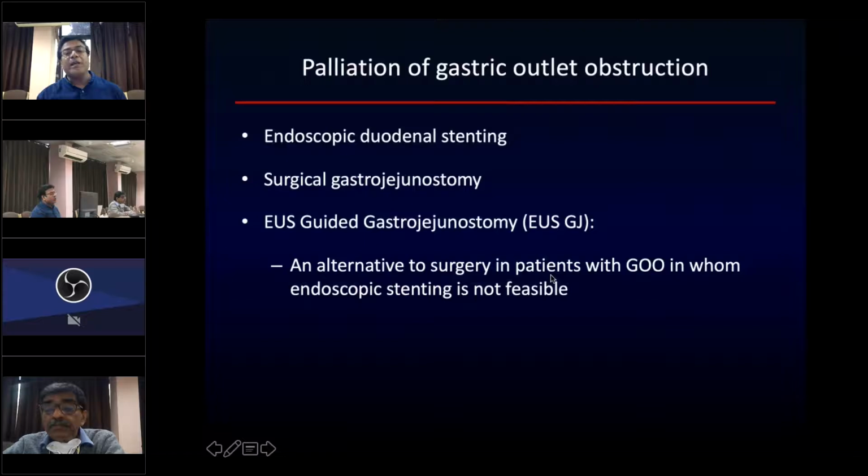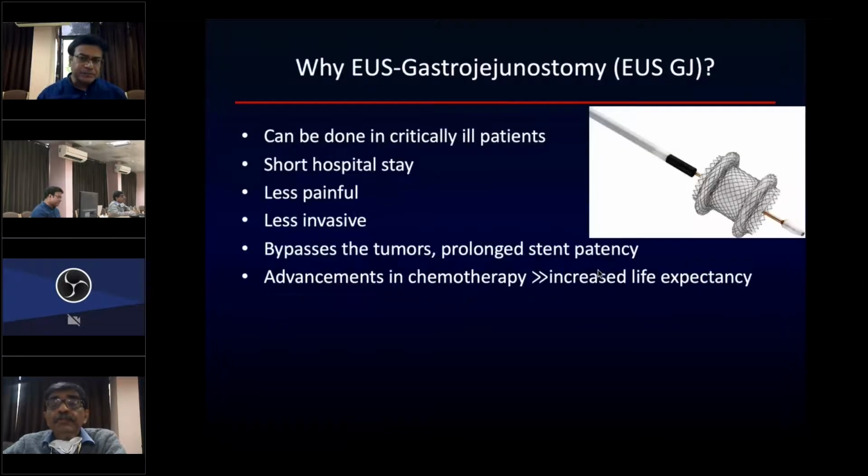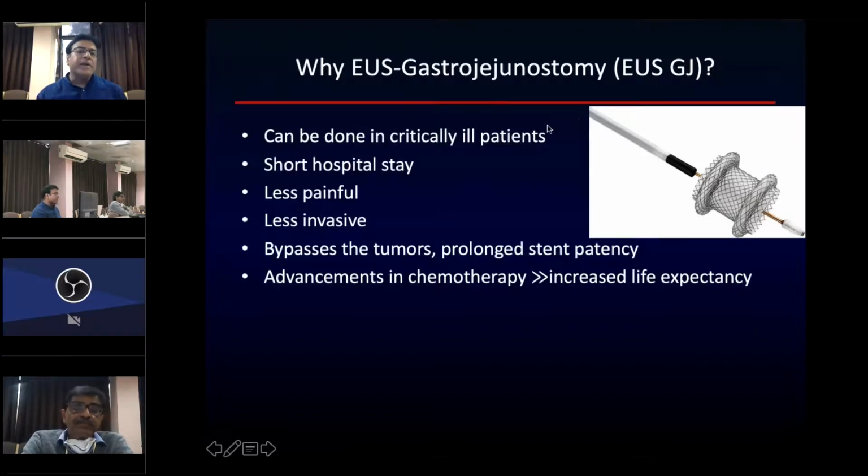It's primarily an alternative to surgery in patients with outlet obstruction in whom endoscopic stenting is not feasible for some reason. So why EUS-guided GJ? When you already have endoscopic duodenal stenting, you have the option of surgical GJ. The reasons are, one, it can be done in critically ill patients, short hospital stay, less painful, less invasive.